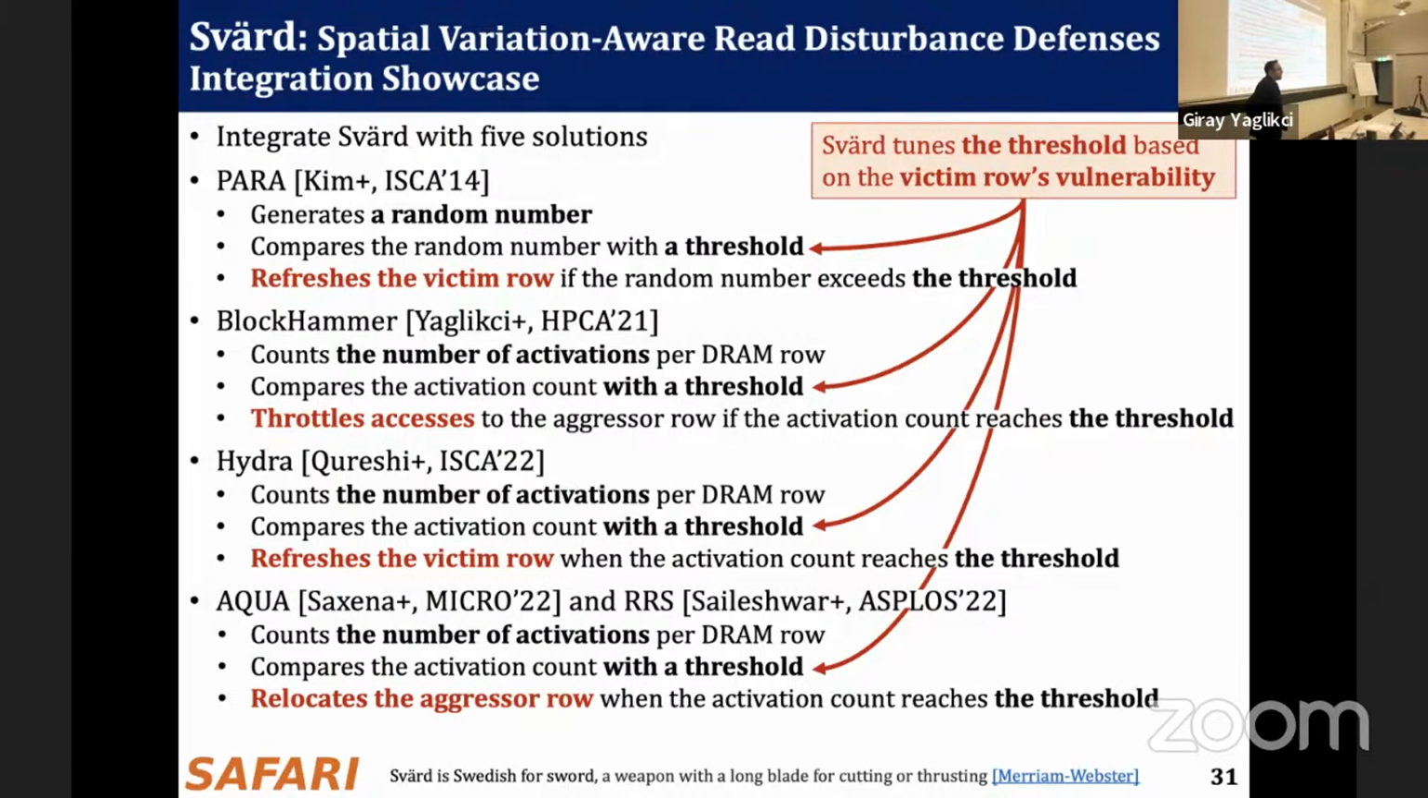So you basically test hammering rows with some number of hammer counts, and then you observe if there's a bit flip. Based on that, you reduce or increase the hammer count. So you try to find the minimum hammer count at which you can induce a bit flip. And then based on that, you tune or configure your mitigation mechanism.